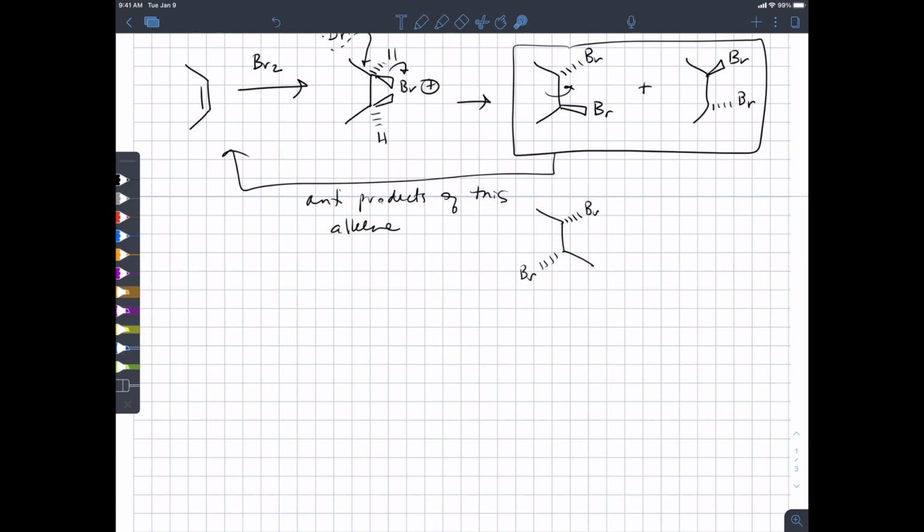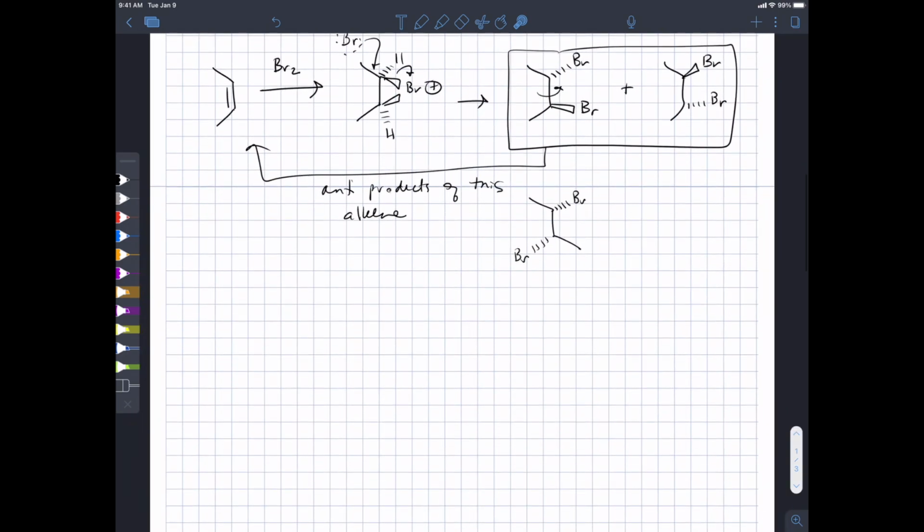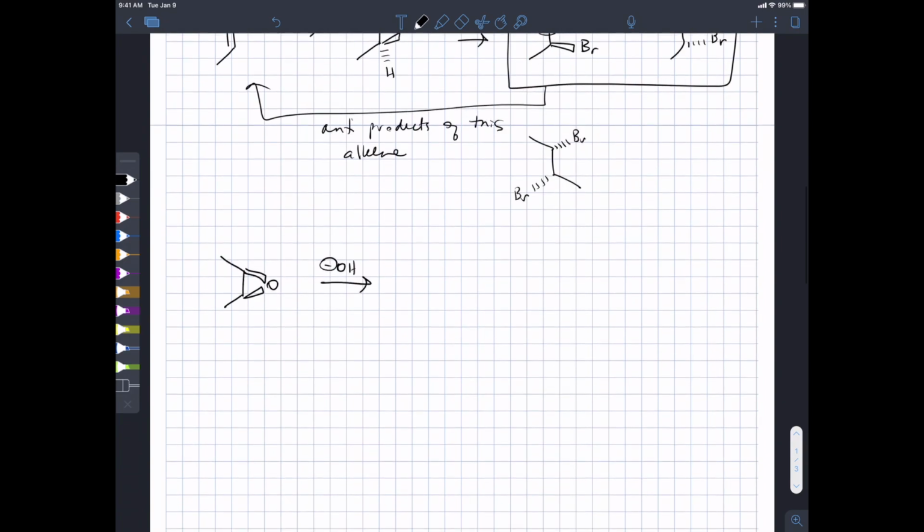Okay. So there's a lot of different ways to ask these kinds of stereochemical questions. You can do this same kind of thing with epoxide opening. So just as an example, go ahead and convince yourselves that the products of opening the epoxide from this kind of epoxide with OH minus are different than the products of opening this epoxide with OH minus.